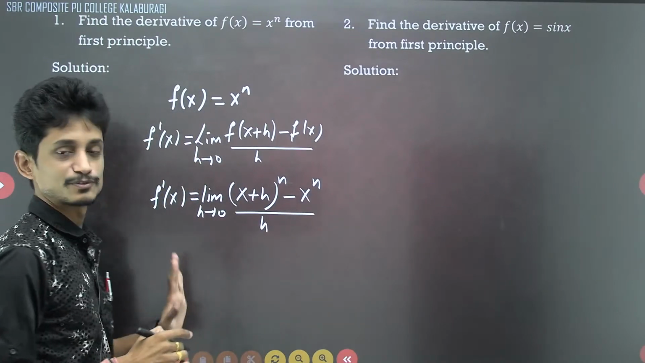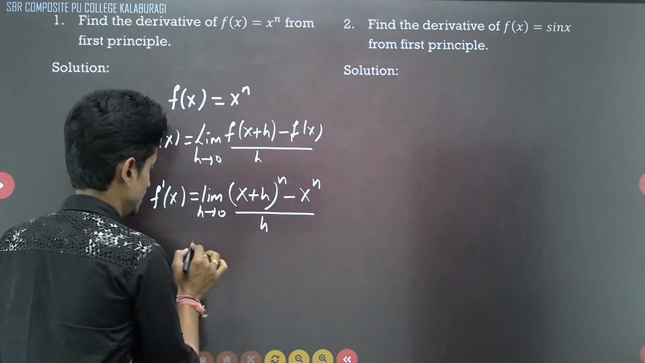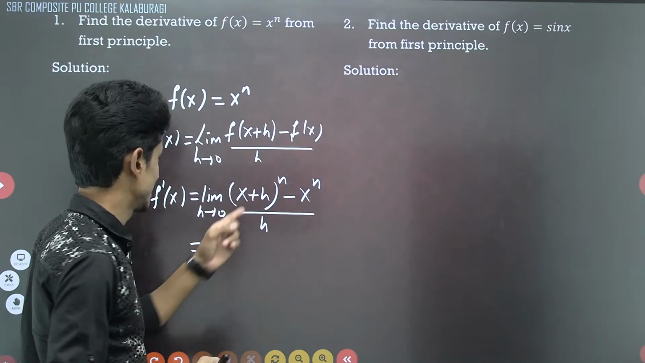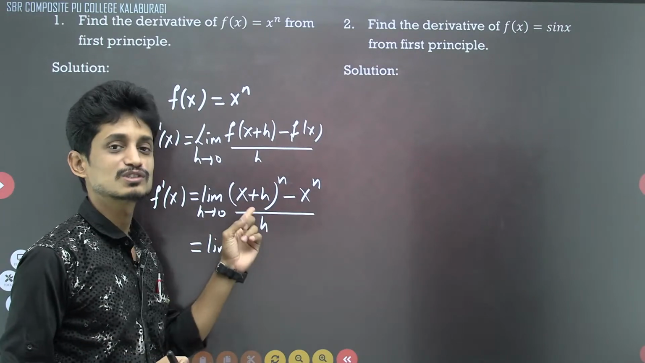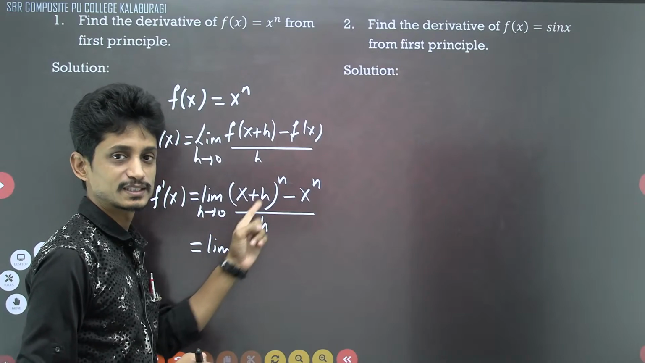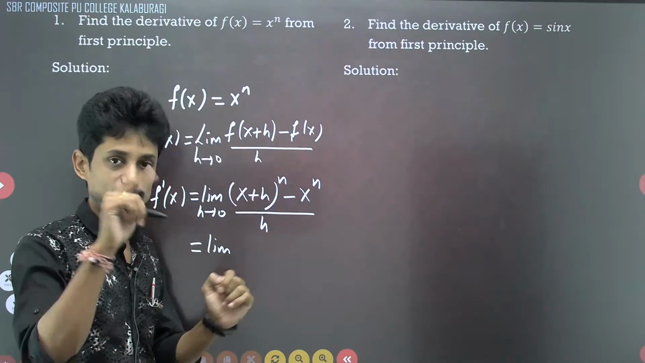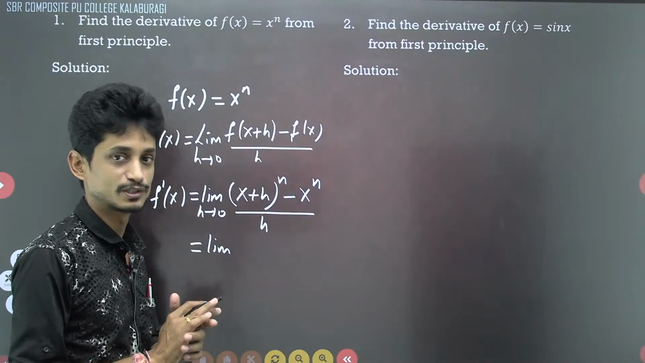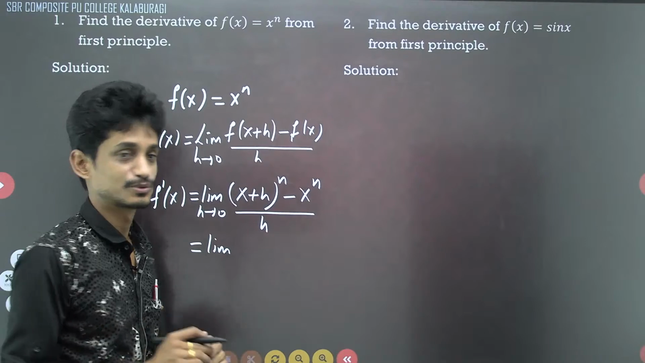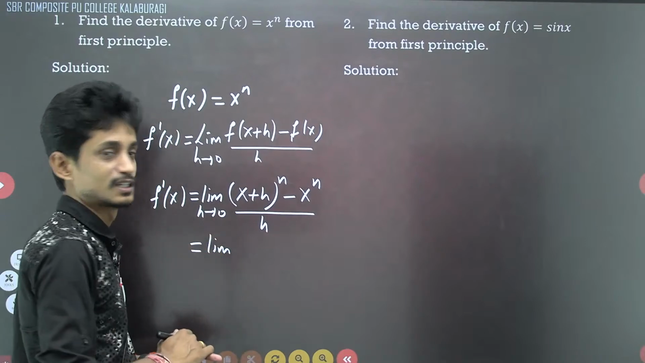Now the concept should go to the limit. How does this limit exist? When we substitute the h value 0, it will give us 0 divided by 0. Check it. x plus 0 will be x, x power n minus x power n will be 0. The numerator is 0, but the denominator is also 0, and the denominator cannot be 0. That's why we try to make the limit exist.